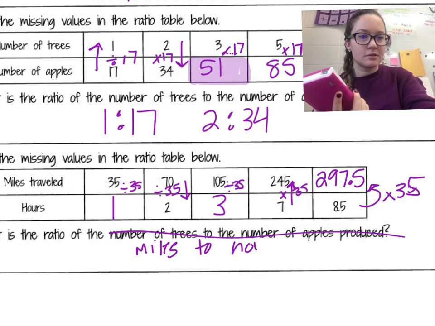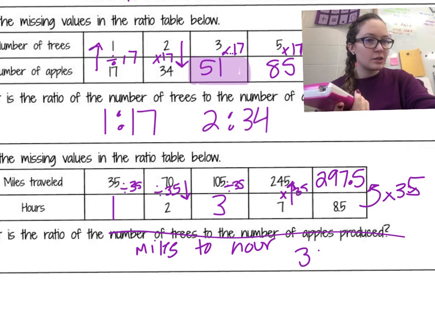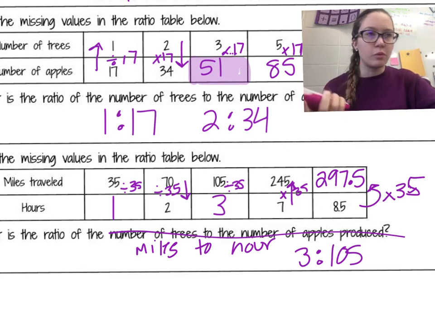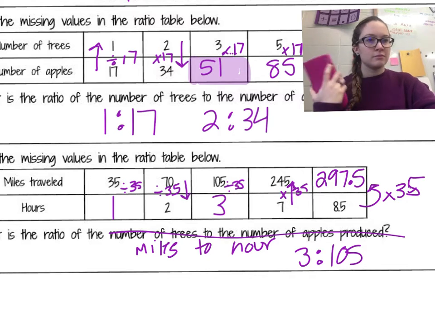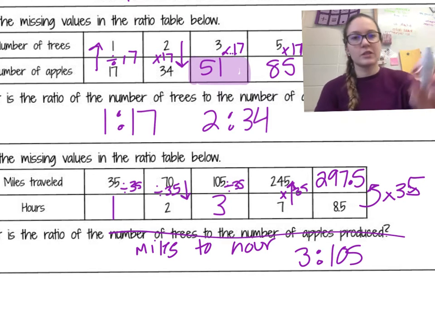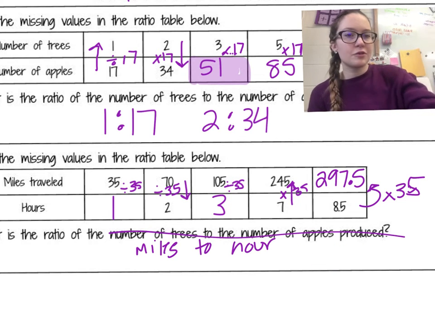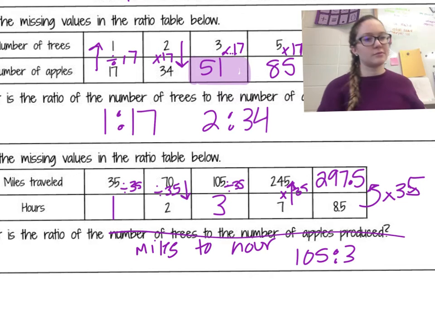Okay. This should say the ratio of miles to hours. So the ratio of miles to hours is 3 to 105. Or you could have picked 1 to 35. 245 to 7. Okay? Oh, I switched those around. Haha. Sorry. We do miles first. 105 miles to 3 hours. Okay?